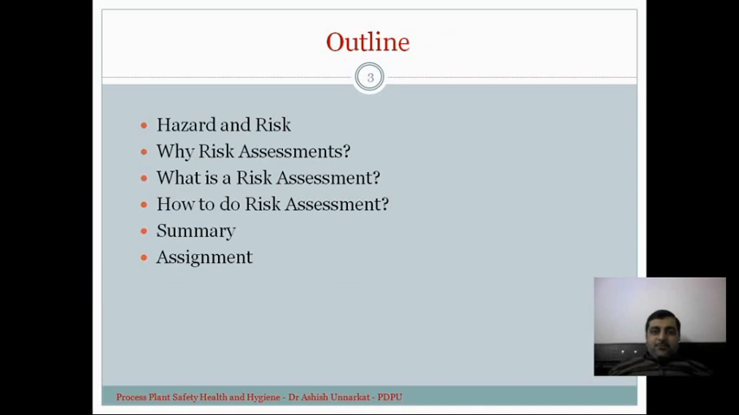So the outline of what we are going to do today is we first try to differentiate between the two, one being hazard and another being risk, and then we ask the WH questions: why risk assessment? What is it? And how is it being done? There are multiple steps to how the risk assessment is done, and we'll go stepwise into it. We'll summarize, and then there is a brief assignment for all of you at the end.